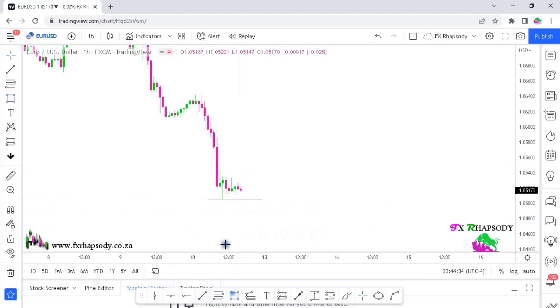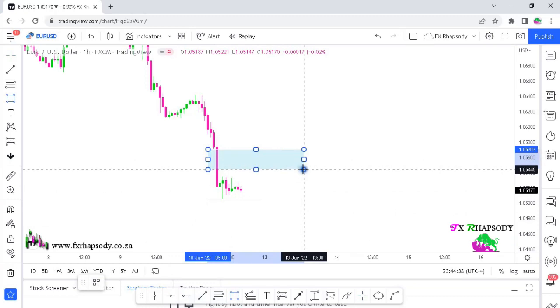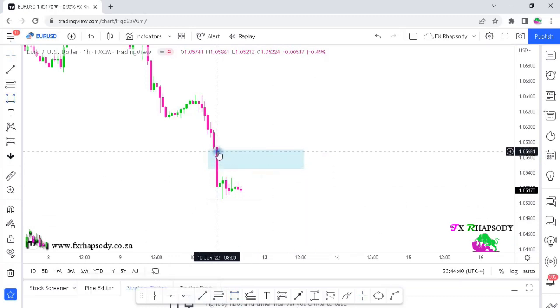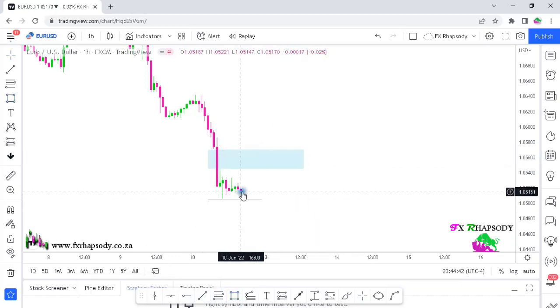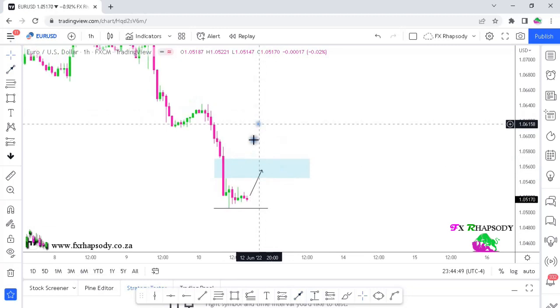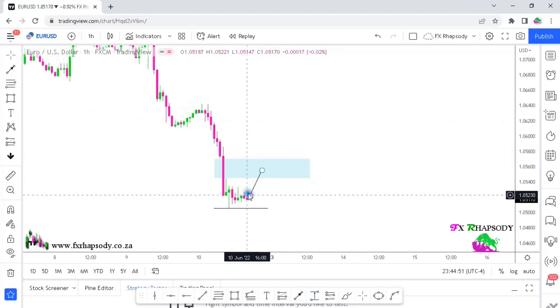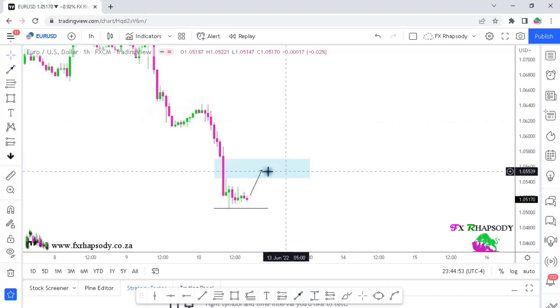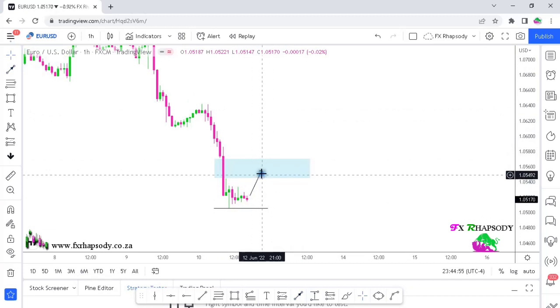I've got a couple of areas that I would like to see price moving back into. We'll get that imbalance in that market with a fair value gap. I would like to see price going into this area again. Okay, so if you drill down to your lower time frames, you mark this out on your higher time frames and lower time frames, you can see and you can catch these pips.